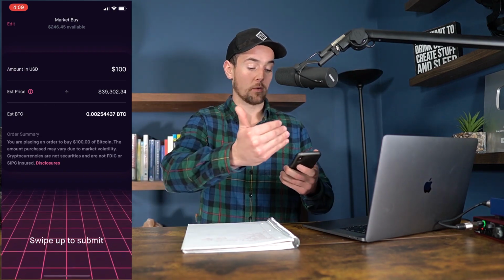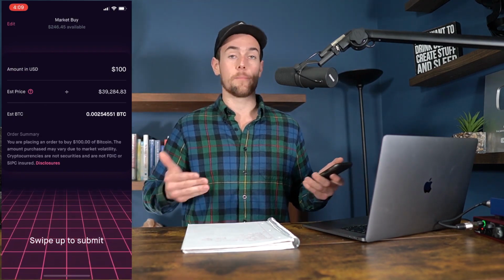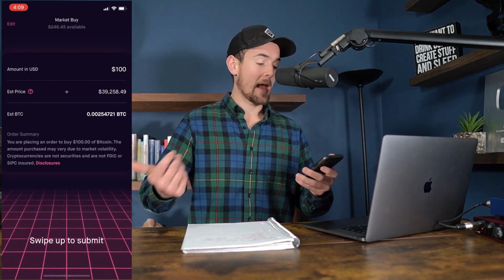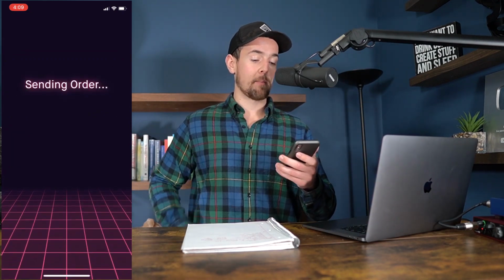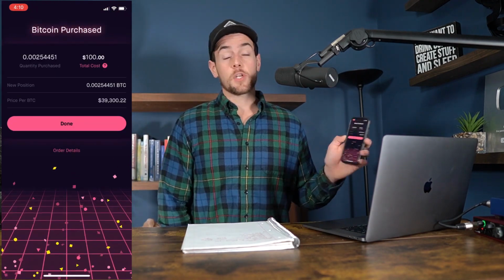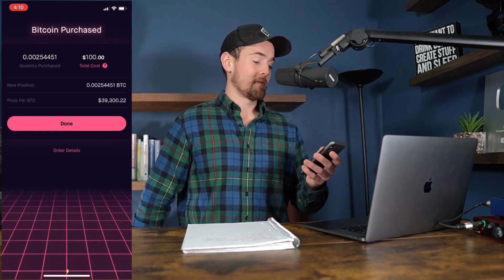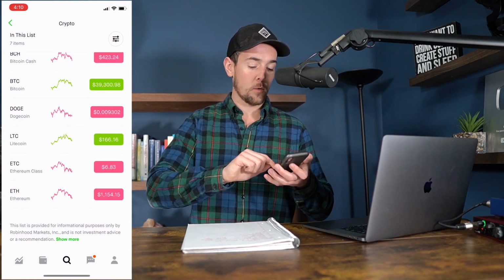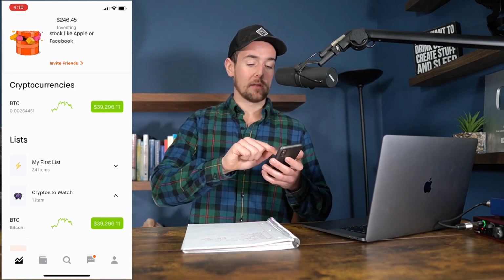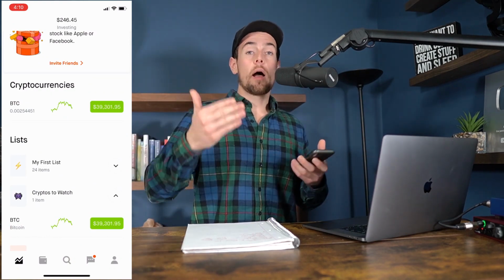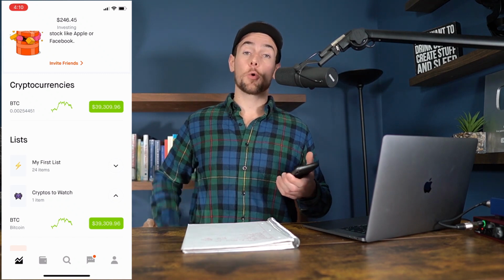Obviously, guys, you're going to want to read that, even though I just skipped it, but I know the risks already because I've written about this at length. Anyways, now I'm going to swipe up and submit my order and purchase Bitcoin through Robinhood. So I just bought my Bitcoin on Robinhood. Now if I click done, you will see that listed here. And if I go back home now, you'll see that I have a little bit of Bitcoin under the cryptocurrencies section. Now I'm going to show you how to actually sell your cryptocurrency.